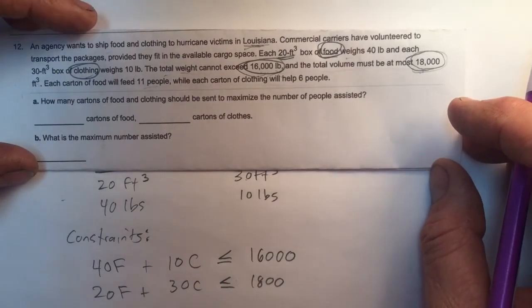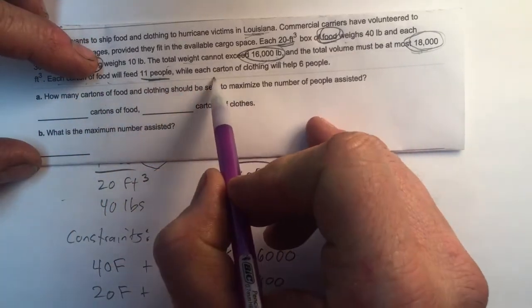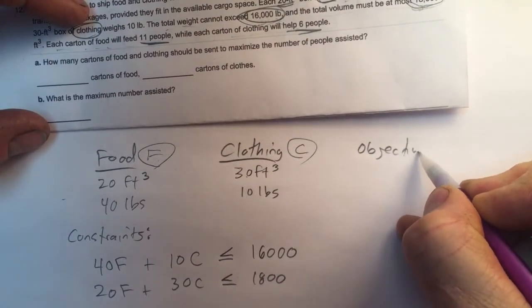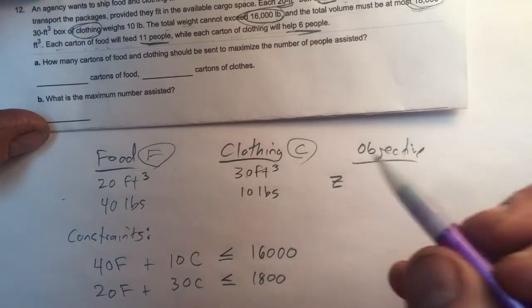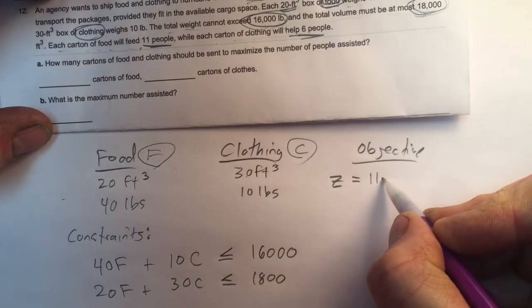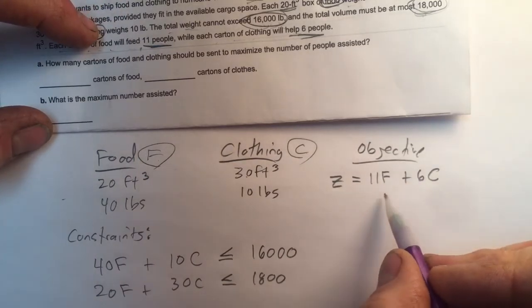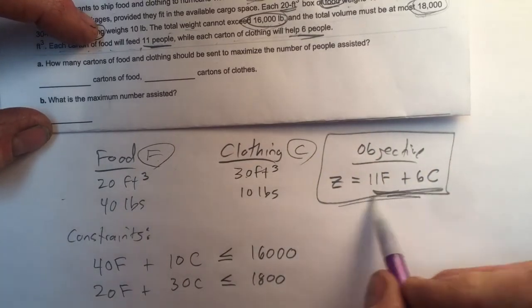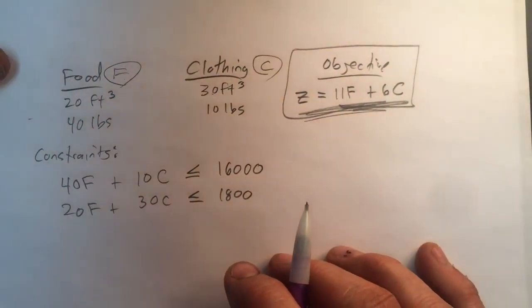Now, side note: each carton of food will feed 11 people, and each carton of clothing will help 6 people. So that gives me my objective. Z is the number of people I'm helping, and that's going to equal 11 times however many boxes of food I send plus 6 times however many boxes of clothes I send. This is the ultimate thing here, my objective function, and I want to maximize this.